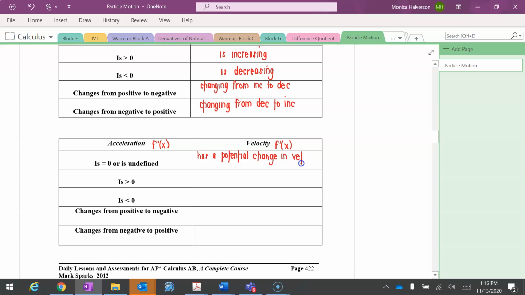All right. If our acceleration is greater than 0, that means our velocity is increasing. If our acceleration is less than 0, that means our velocity is decreasing. And if it changes from positive to negative, it is changing from increasing to decreasing.